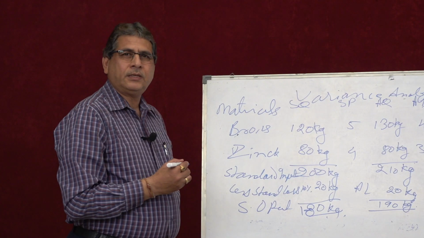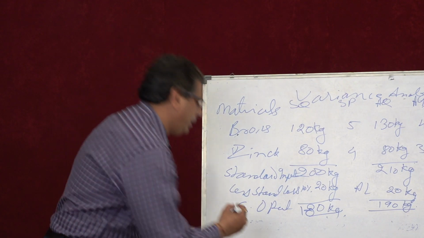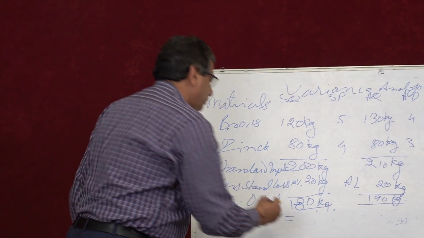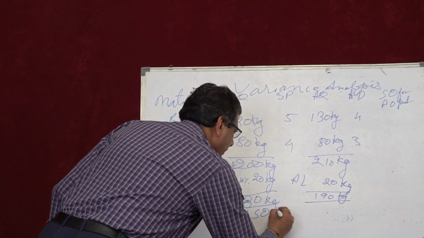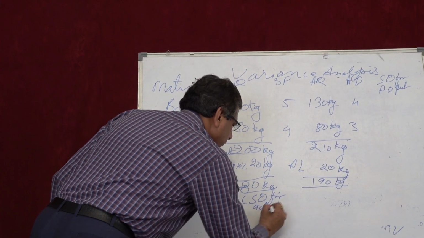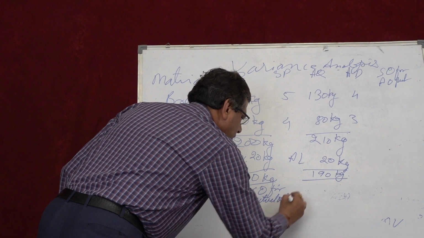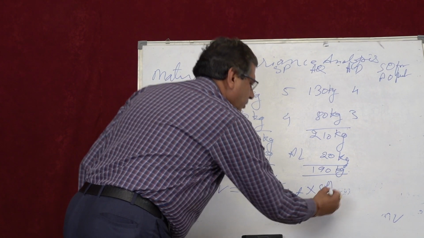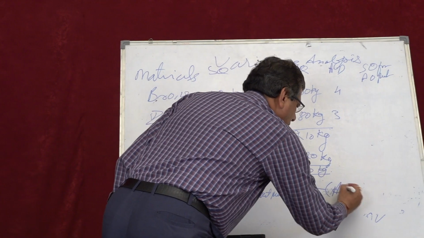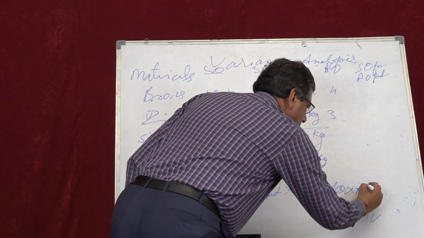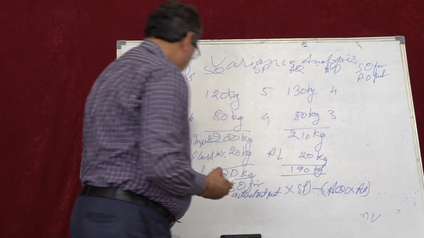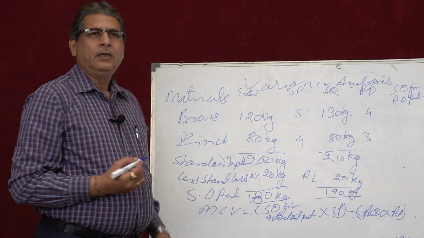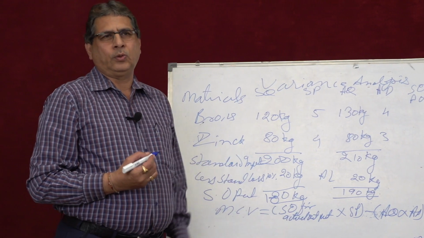So first variance is material cost variance, MCV, which is equal to standard quantity for actual output into standard price minus actual quantity into actual price. This gives you total material cost variance. It will be calculated each material wise and total as well.